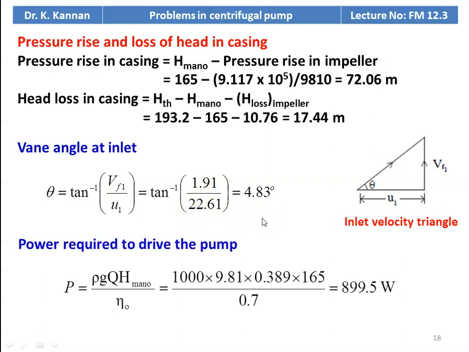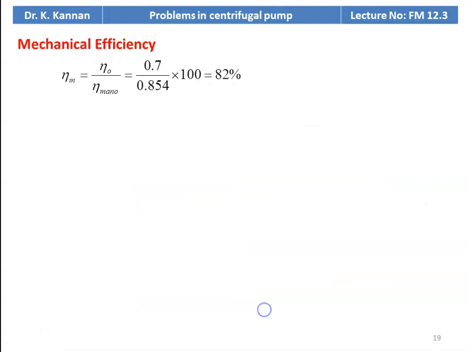The power required to drive the pump, considering the overall efficiency, power equal to rho g Q into manometric head divided by the overall efficiency. So substituting, 1000 into 9.81 into 0.389 into 165 divided by 0.7 equal to 899.5 watts. And mechanical efficiency of the pump equal to overall efficiency divided by manometric efficiency, 0.7 divided by 0.854 into 100 equal to 82%.